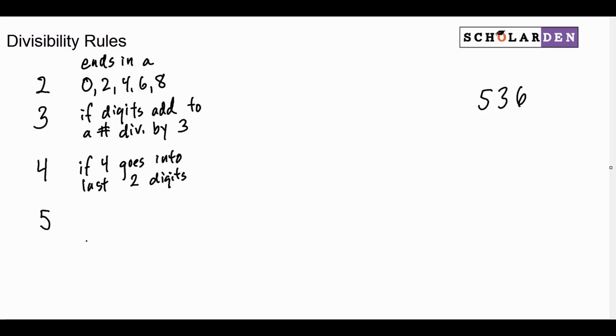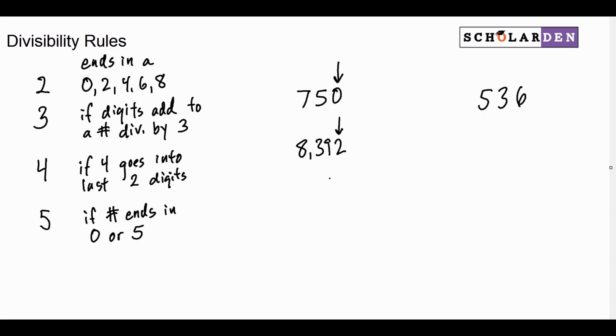How about 5? 5 is simple. It's if the number ends in a 0 or a 5. That's all there is to it. Let's say 750. Yep, ends in a 0. 8,392. Nope, doesn't end in a 0 or a 5. How about 96,285? Yes, it ends in a 5.